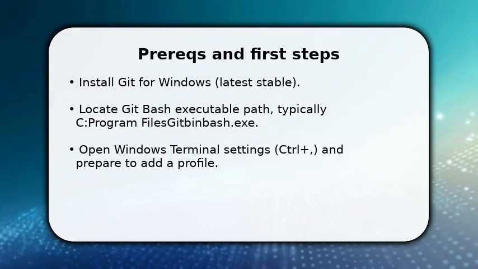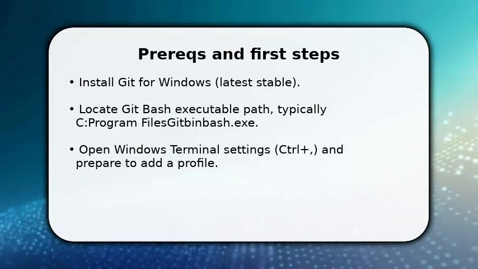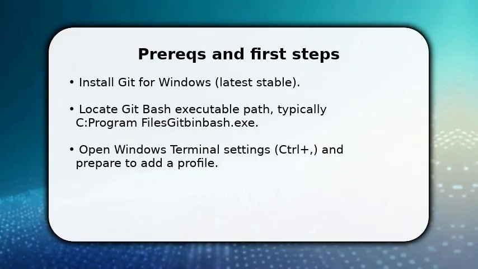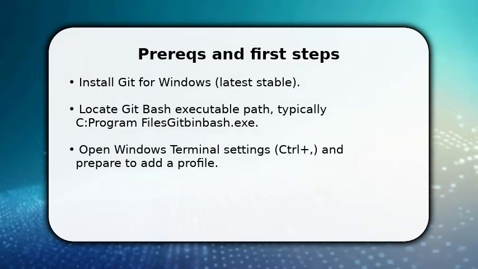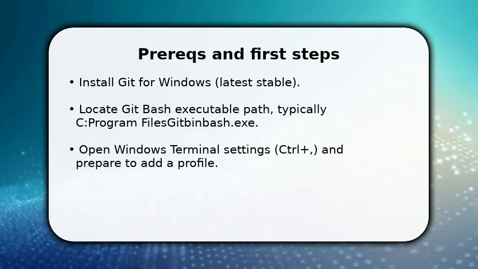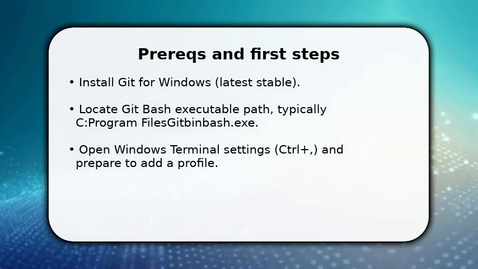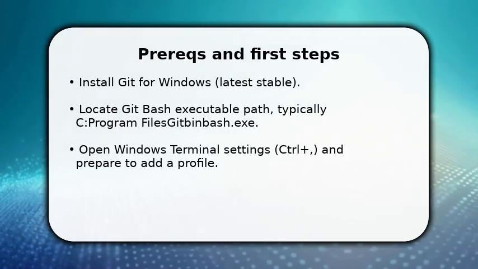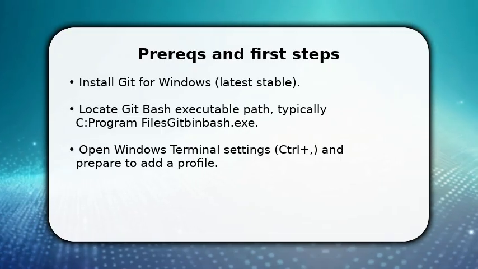You start by confirming Git is installed and locating its Git Bash executable. This matters because Windows Terminal needs that exact path. Once done, open Windows Terminal settings with Control plus comma and choose to add a new profile. Make sure to pick a clear name like Git Bash so you recognize it in the drop-down. You are not finished yet.